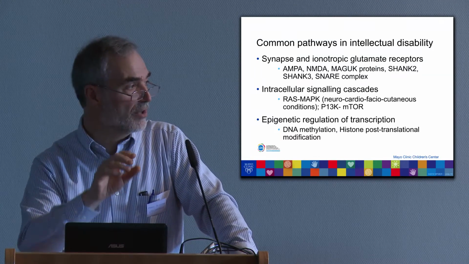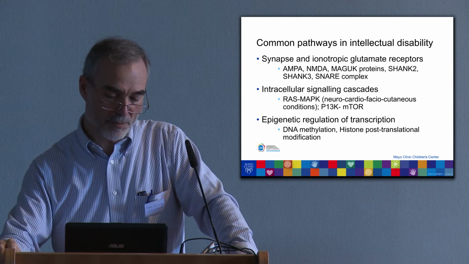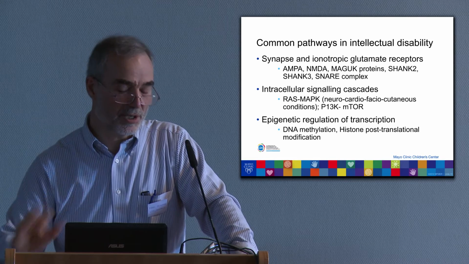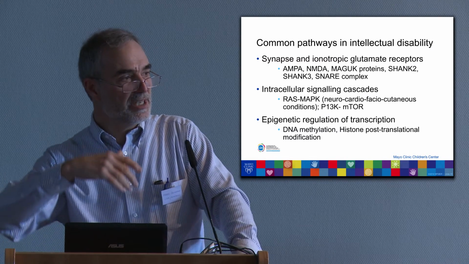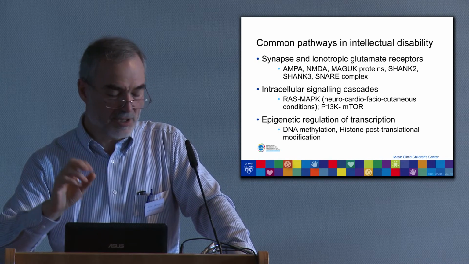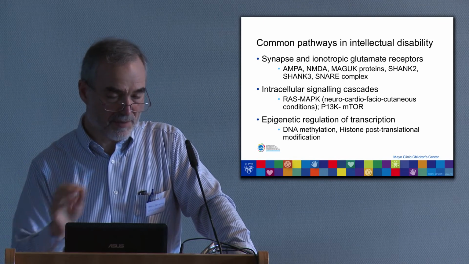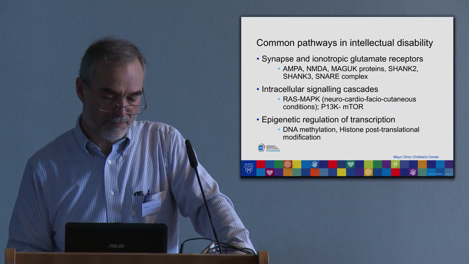Similarly, I mentioned before that there are these cascades in intracellular signaling, which I'll explain a little more in a moment. Disruption of these produces a number of syndromes in which intellectual disability is a major feature. And finally, the ability to turn on and off transcription, in particular, and translation to a certain extent, can produce a number of disorders. These are very basic cellular functions, including intellectual disability.